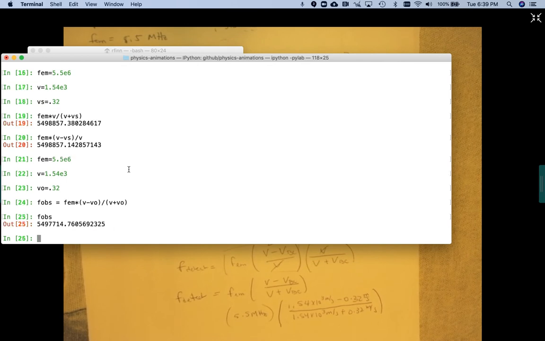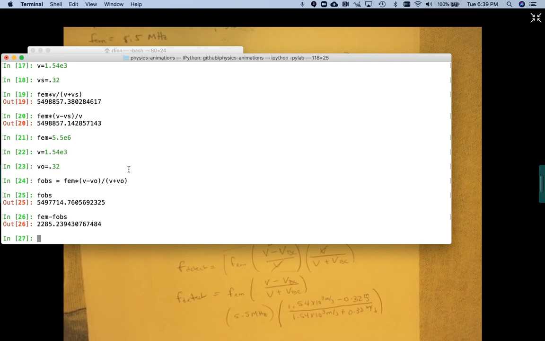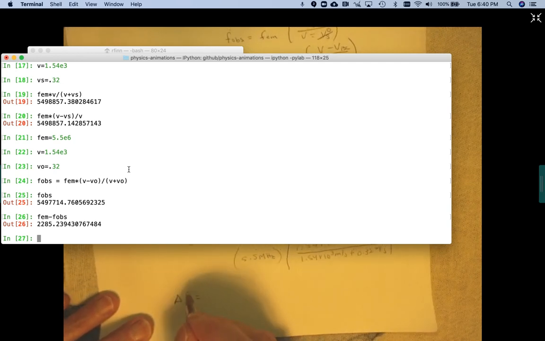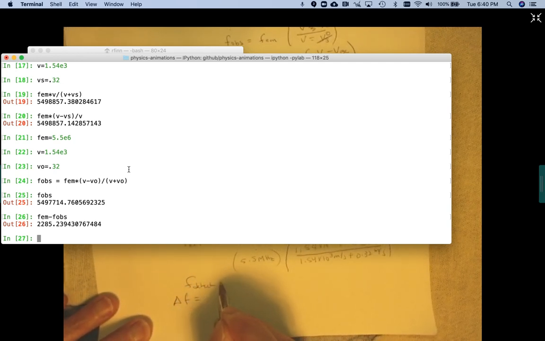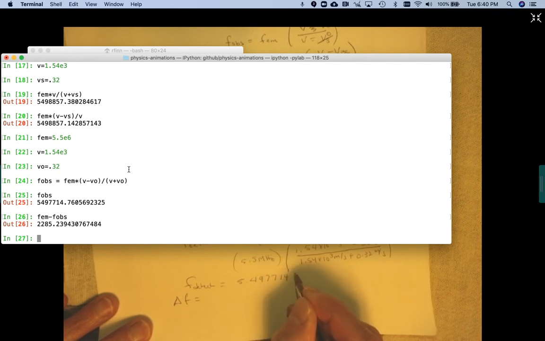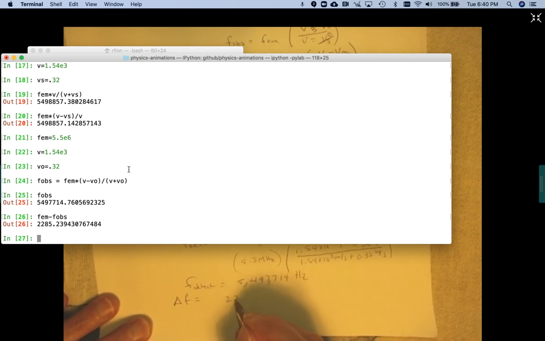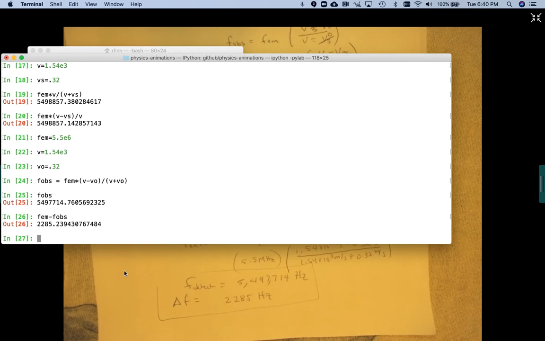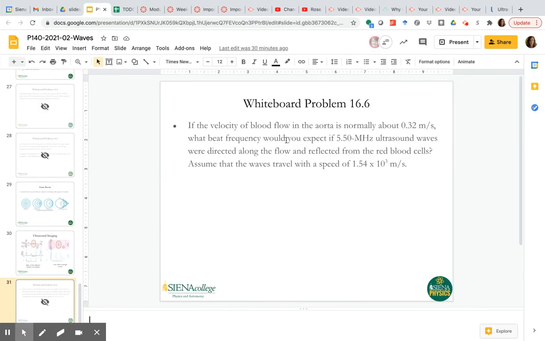So that's what we get. And then if we want to know the shift, we take the difference, F emitted minus F observed. Our detected frequency is 5,497,714 hertz. And our shifted frequency, delta f, is 2285 hertz. Okay, that's it for chapter 16. Thank goodness.